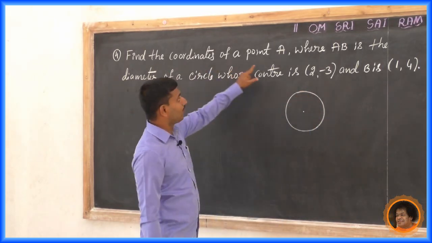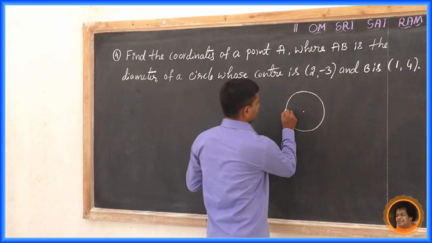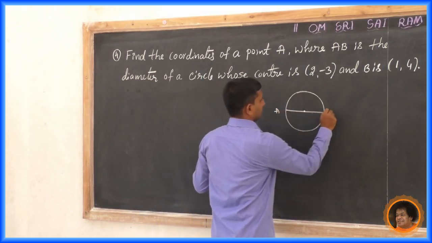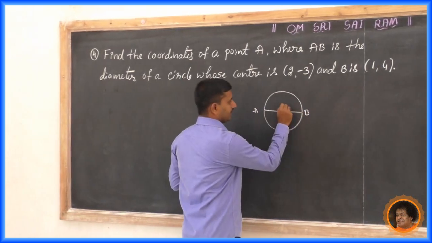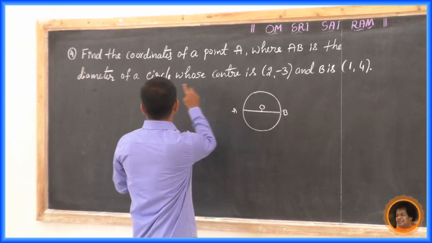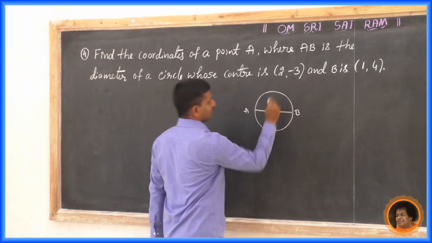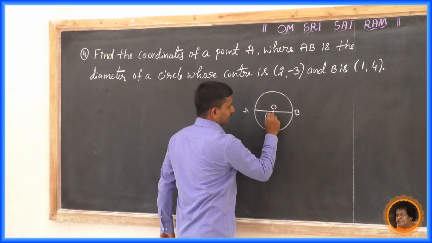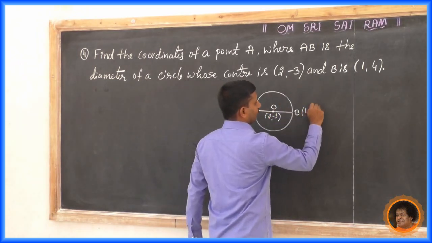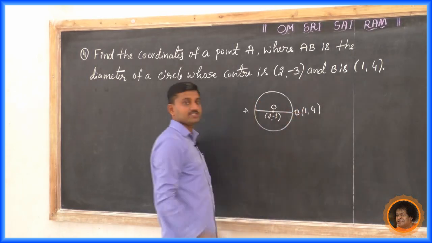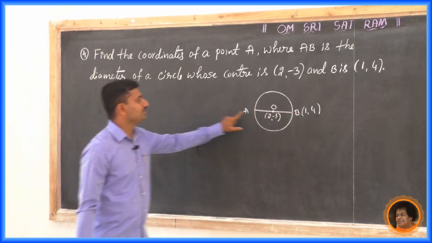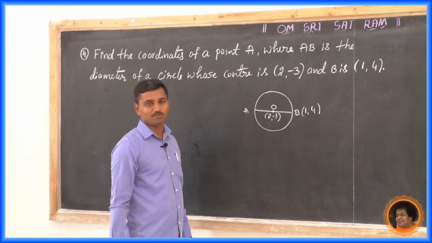Find the coordinates of a point A where AB is the diameter. O is the center of the circle. The center of the circle is 2, minus 3, and B is 1, 4. The coordinates of the point B is 1, 4. Find the coordinates of a point A. How to find the coordinates of the point A?